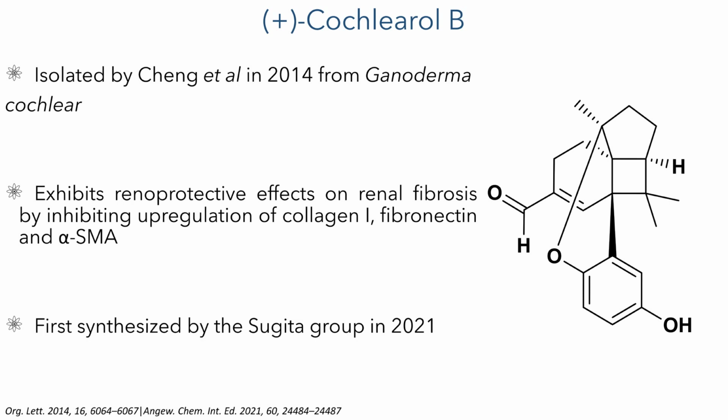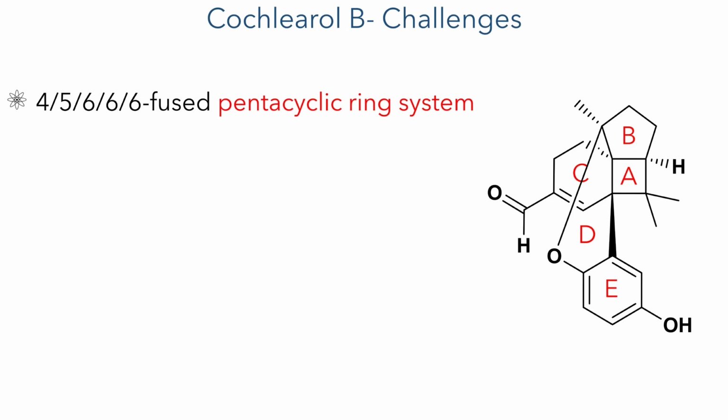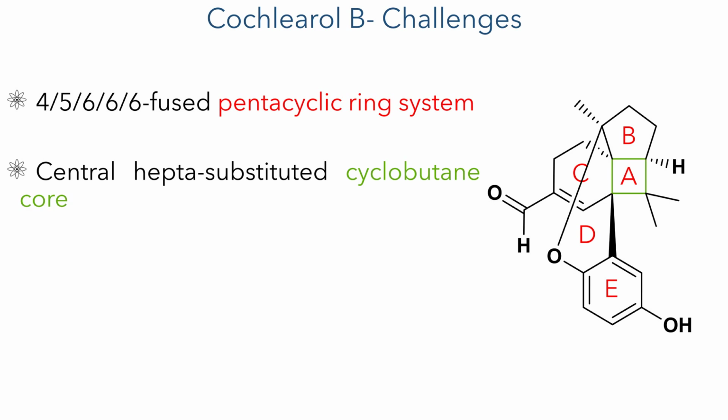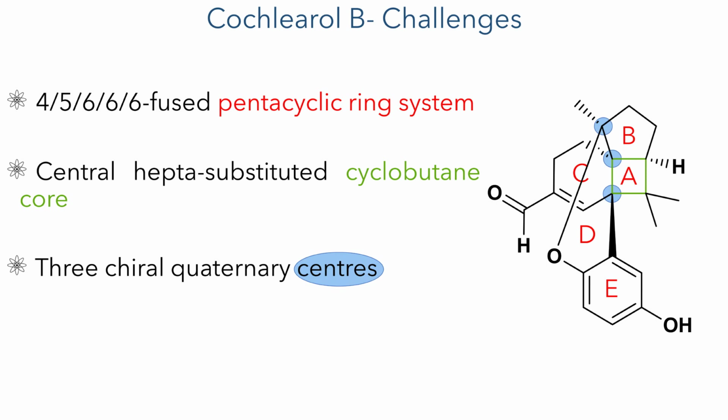Despite this promising bioactivity, only one synthesis has previously been reported, which was completed by the Sagita group in 2021. Cochlearol B is quite a challenging molecule to synthesize, in part due to the 4,5,6,6,6 fused pentacyclic ring system. This contains a heptasubstituted cyclobutane core, in addition to 3 contiguous chiral quaternary centers.